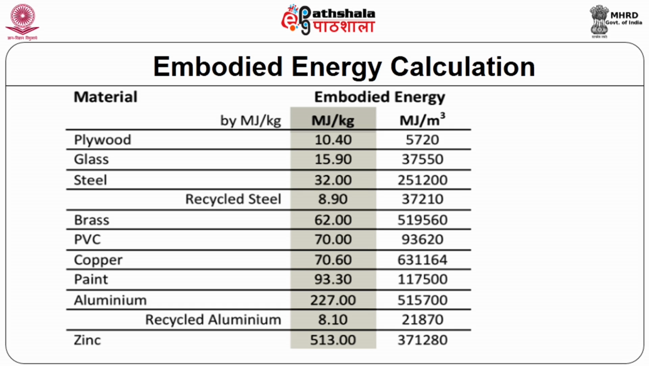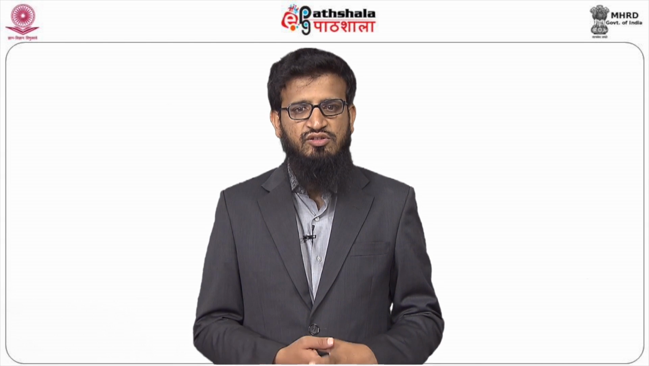One interesting value in this is aluminium. The initial embodied energy for aluminium is around 227 megajoules per kg, but when you use recycled aluminium, it becomes 8.10. You can see the impact of using a recycled material compared to a virgin material which is not recycled at all. So this is what the table gives you.